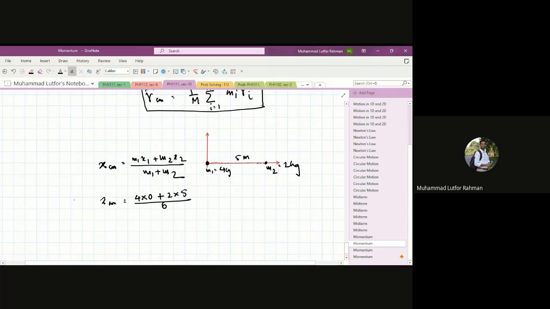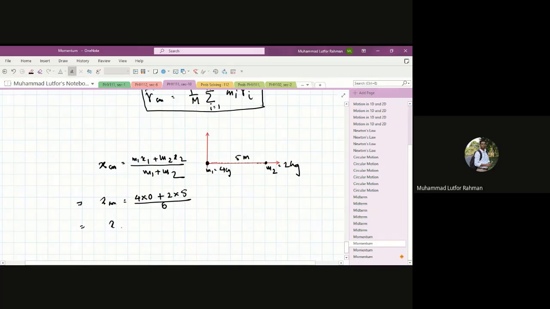You understand what I did? I wrote that x1 is 0 because I chose this as my origin. From that origin, the m1 location is at the origin, so its displacement is 0 from my origin reference point. But m2 has a distance from this reference point, which is 5 meters. So that's why I wrote 2 into 5. And the total mass is 4 plus 2, which is 6.